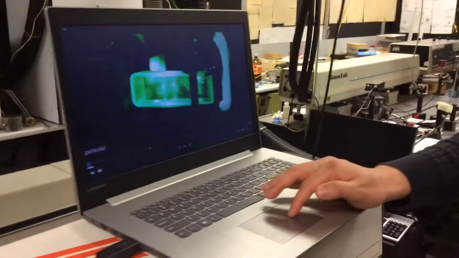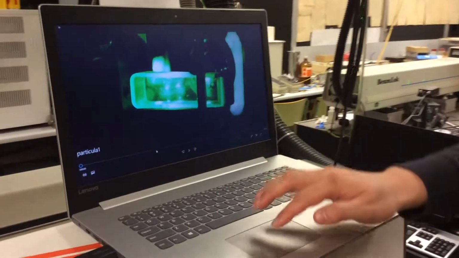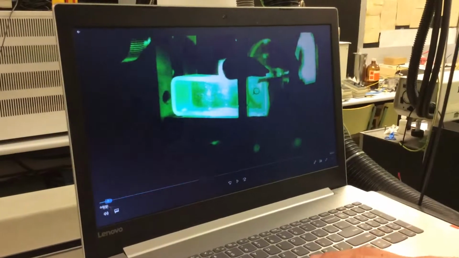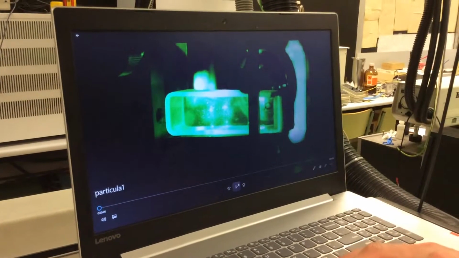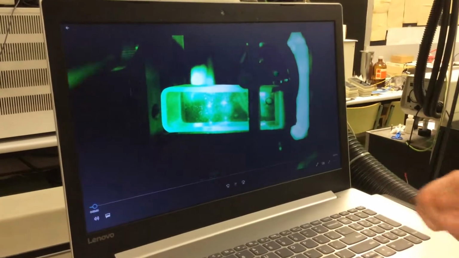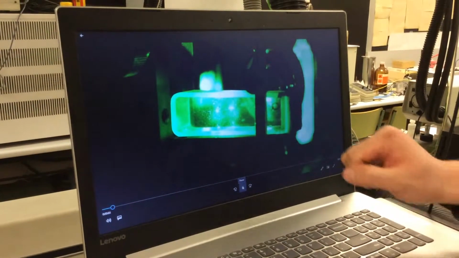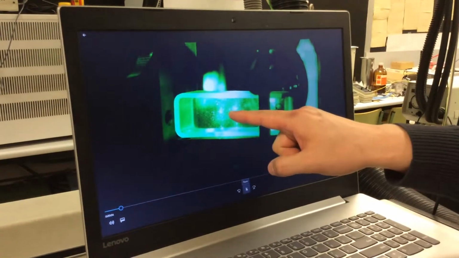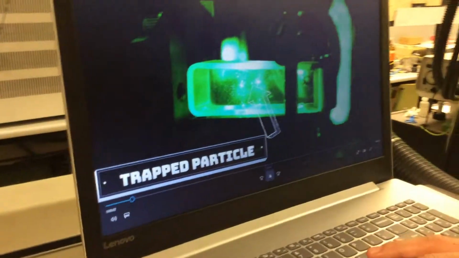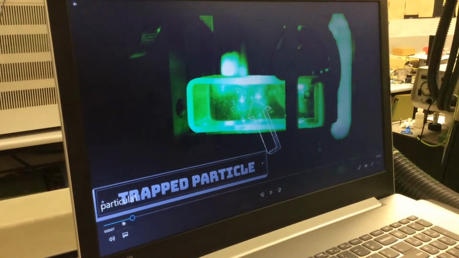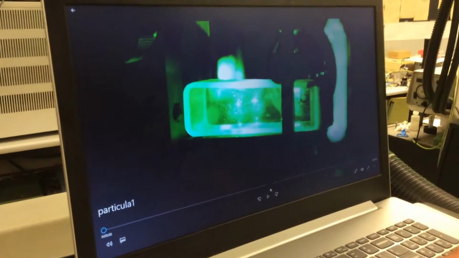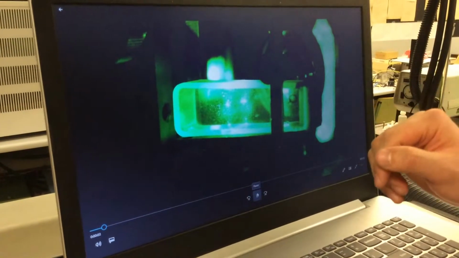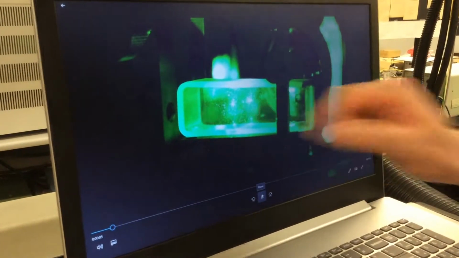Well, here we have a video. You can see this is the container, and we are going to play the video. So first of all, you see I'm tapping, and there is a particle trapped. Let's have a look at this for the second time. The container, tap, particle.